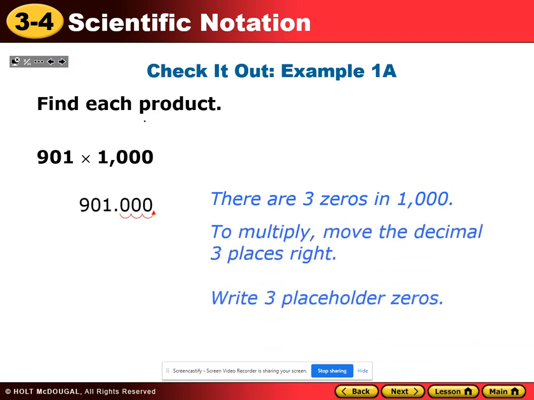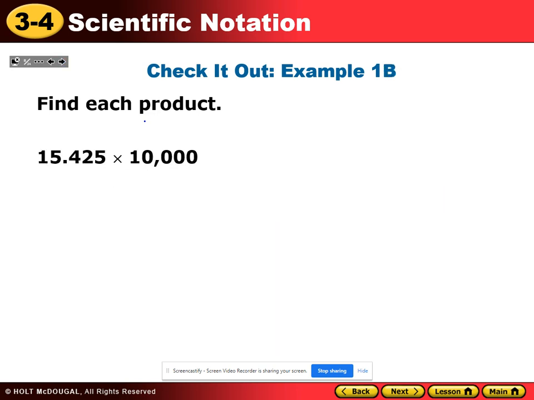There they moved the decimal 3 spots because of 3 zeros in that 1,000. And we get 901,000. With this one, don't be tricked.